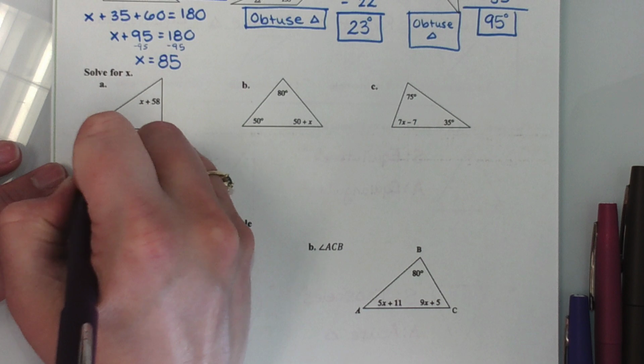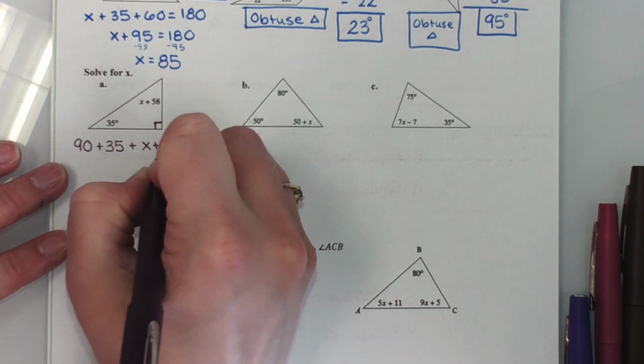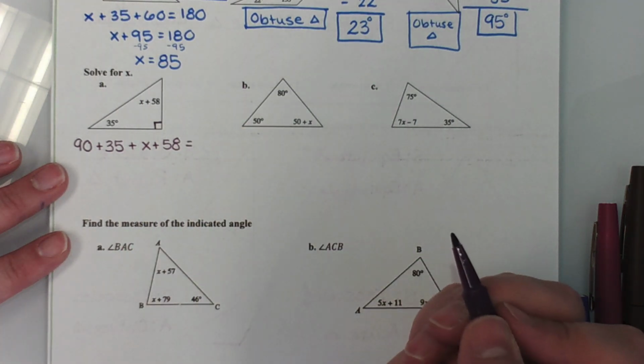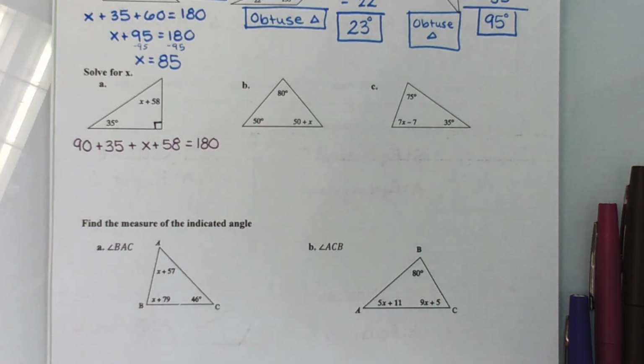One of them's 90, the other one's 35, the other one's x plus 58. Does 90 always go first? No, it doesn't matter which one goes first, as long as you get all 3 of them. Add them up, equals 180.